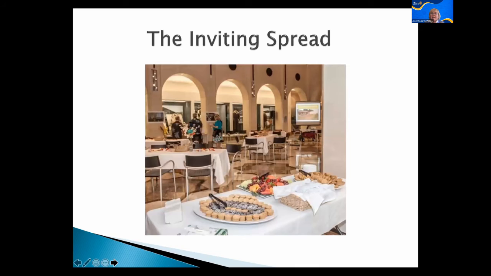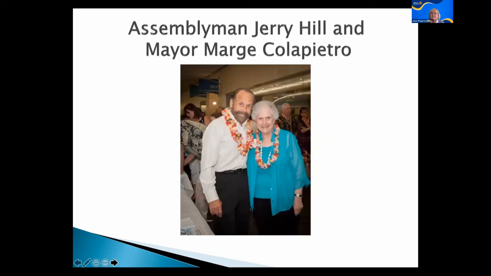This is a look at the spread that was put on. It was all bite-sized food because we didn't want people sitting down to dinner. We wanted them to get up, look around at the silent auction items, get prepared for the live auction. This is Assemblyman Jerry Hill and our mayor at the time, Marge Colapietro. Both were great supporters.